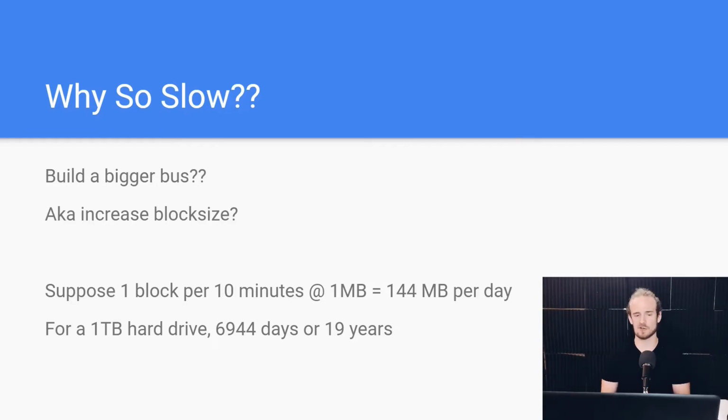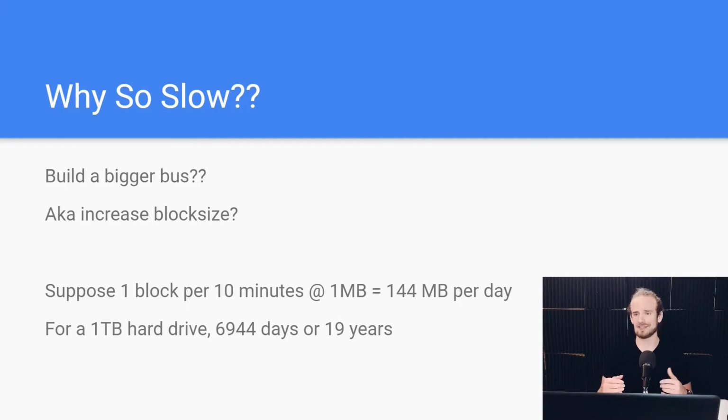Well, let's again do another example. Let's suppose that I have the Part-Time Economist blockchain and we produce one block every 10 minutes with a 1 megabyte cap. So 6 blocks an hour, 24 hours in a day, we're sitting at about 144 megabytes per day.